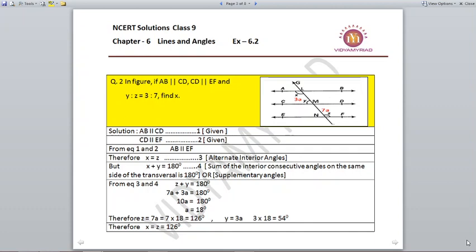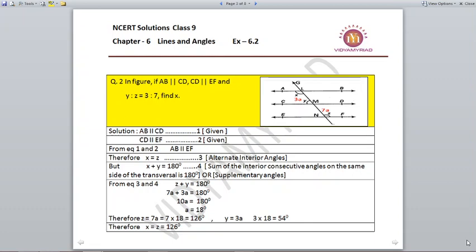Question number 2. In the figure, if AB is parallel to CD and CD is parallel to EF and y:z is equal to 3:7, we need to find the value of x. Now they have given 3 and 7, I have mentioned it there as 3a and 7a to make my calculations a little easier. Now let us begin with the equation. AB is parallel to CD, let it be equation 1. You are given CD is parallel to EF, let it be equation 2.